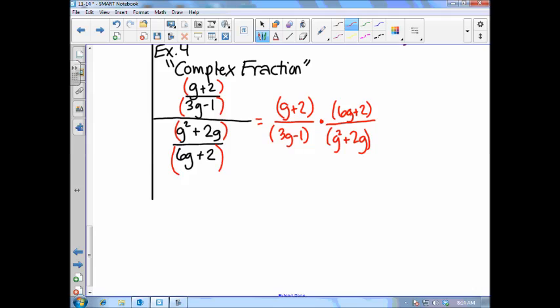Copy dot flip. Alright, I think I'm going to let you and your neighbor work through this together. Because, see, it's just multiplication now. You just do that one little trick, copy dot flip, and you're back to a multiplication problem. Work with your neighbor. Make sure you're factoring, and try to simplify it, and then state excluded values.